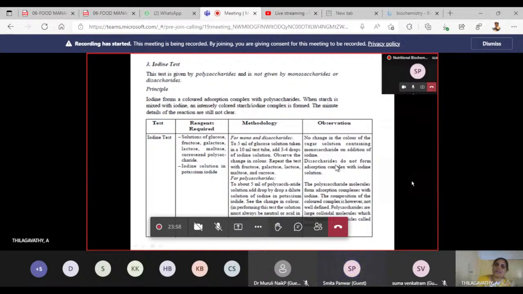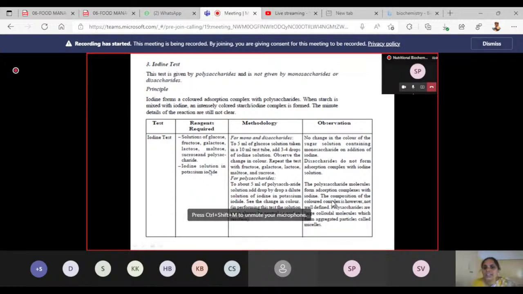You do an iodine test to check whether it is a reducing sugar or a non-reducing sugar. Sorry, you do the iodine test to check whether it's a polysaccharide or a monosaccharide. I'll tell you later, but now I'll just tell you this test. In the iodine test, you take the sugar solution and add iodine reagent to it.